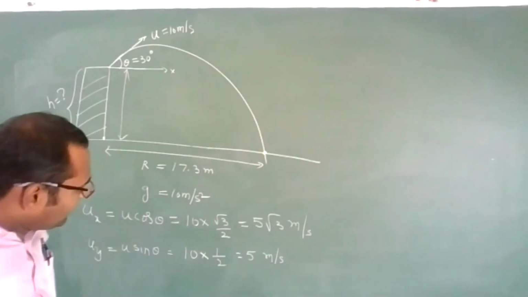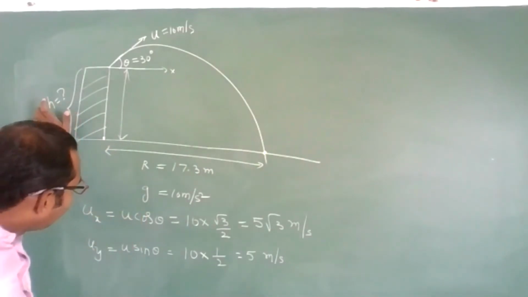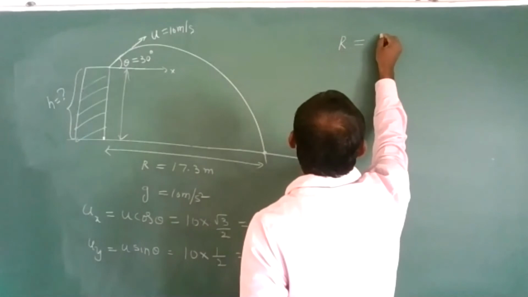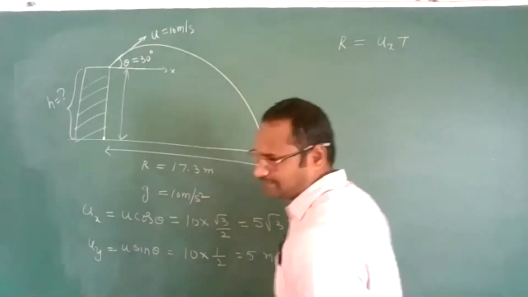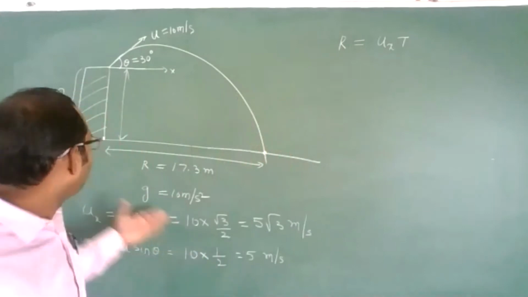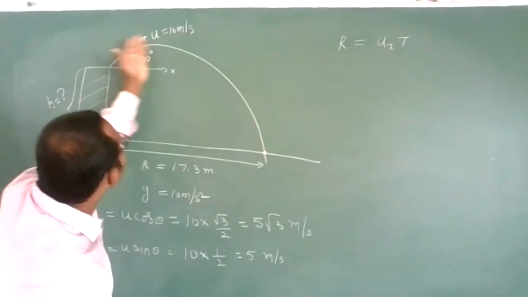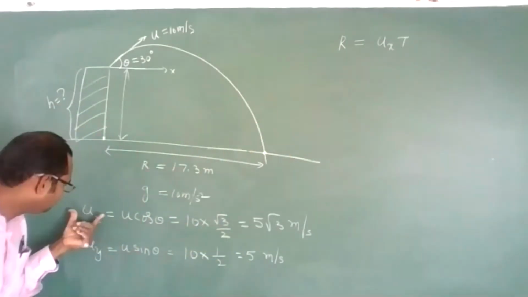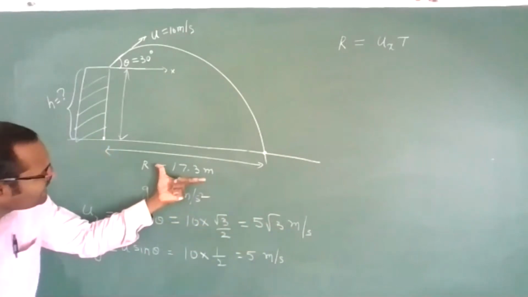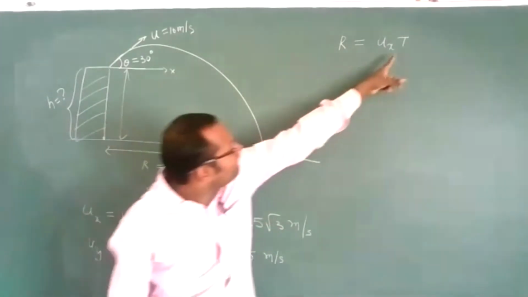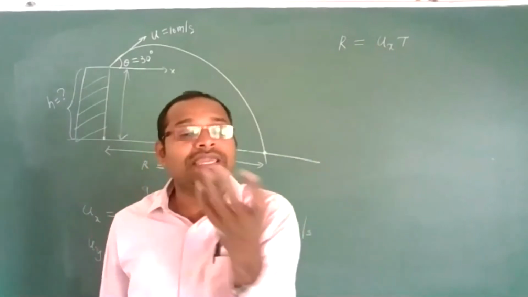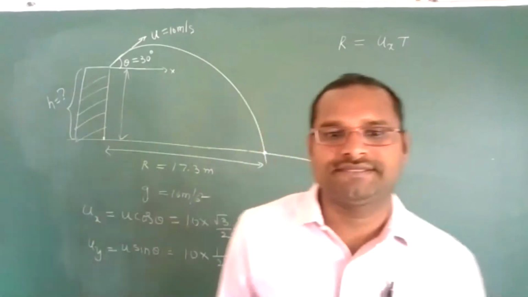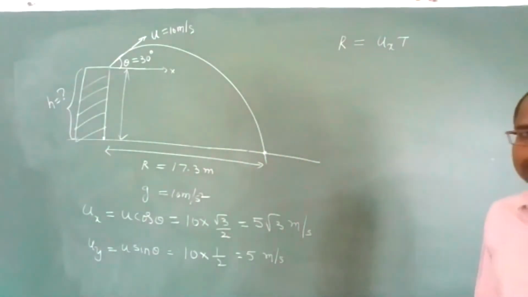See, for finding height, they have given the range. We know the formula for range: R is equal to horizontal velocity into time of flight. How much horizontal velocity is traveling and how much time it will take to reach, that is called range. We know horizontal velocity, we know range also. Then can we find the time of flight? Yes, the time it will take to reach the ground. I'm going to find that here.